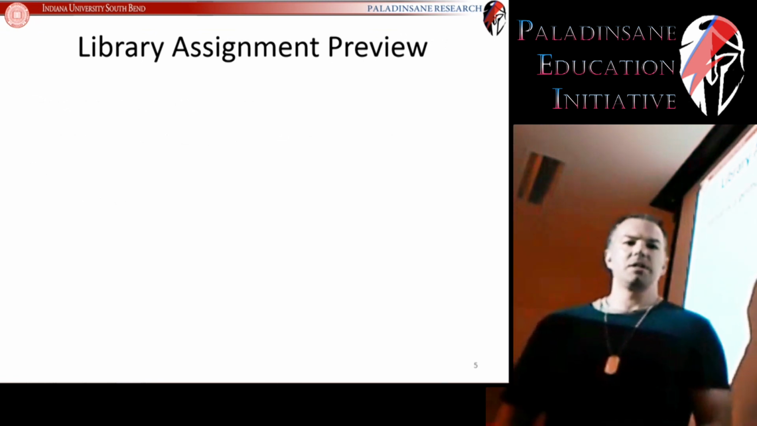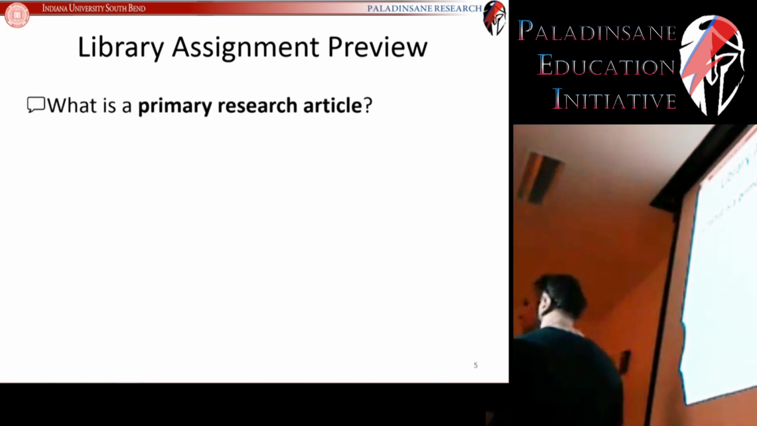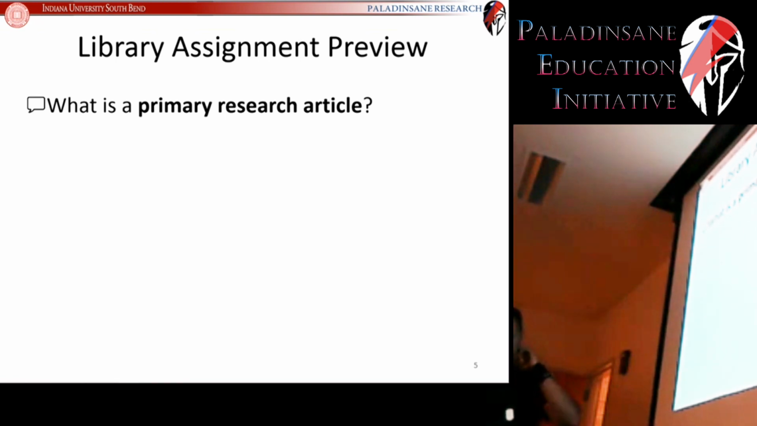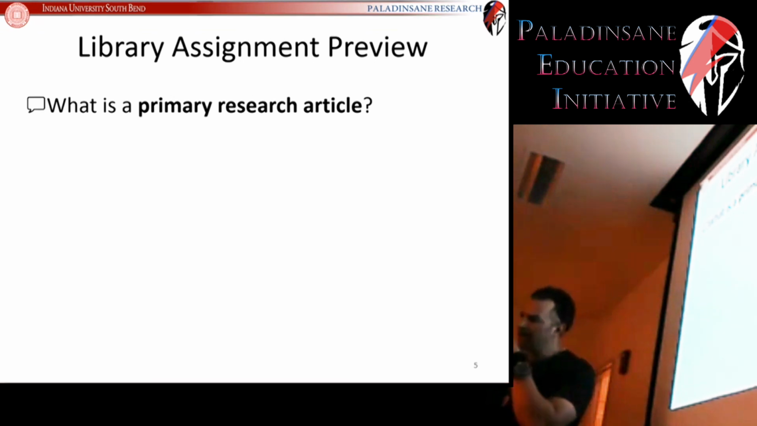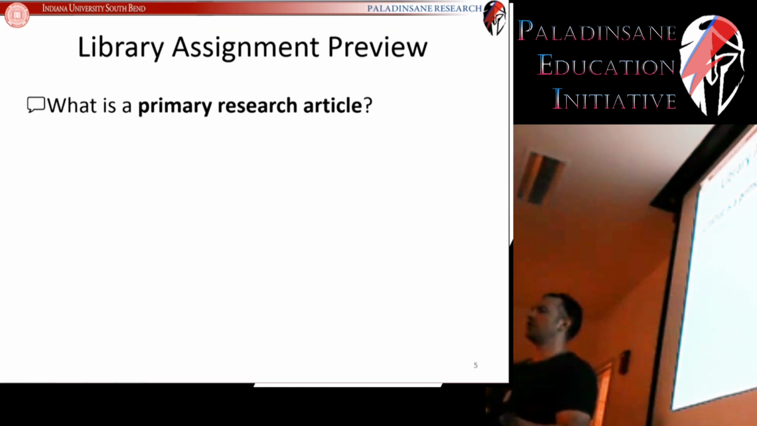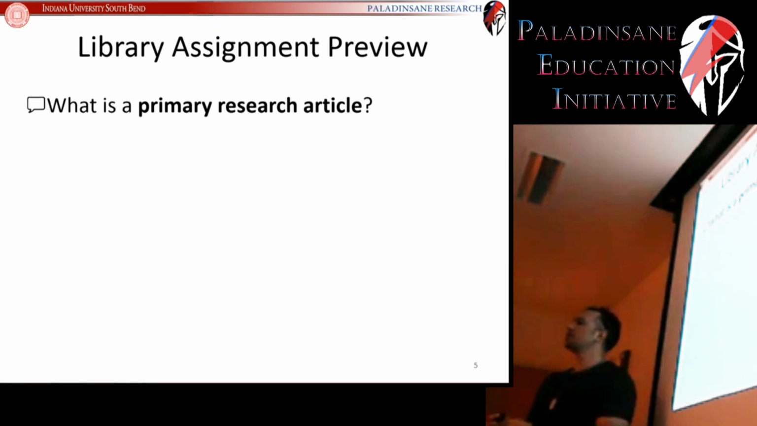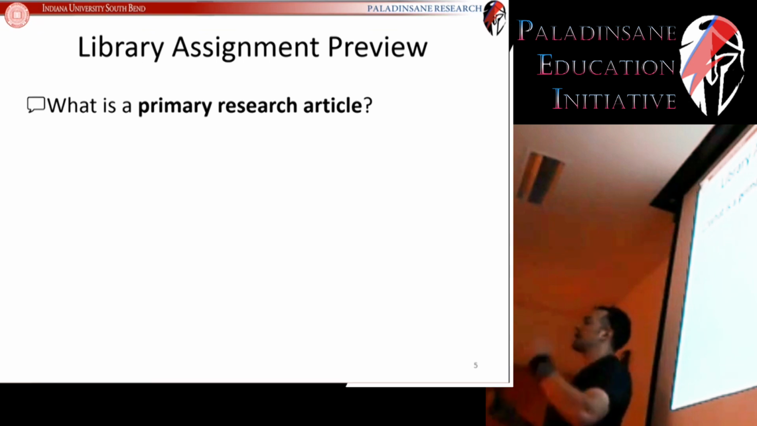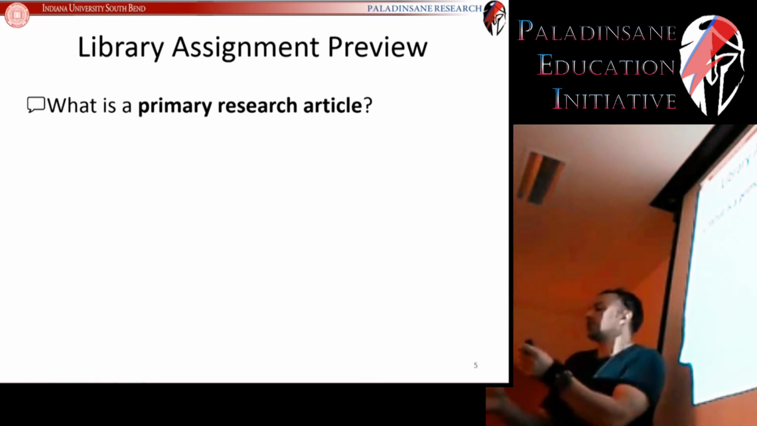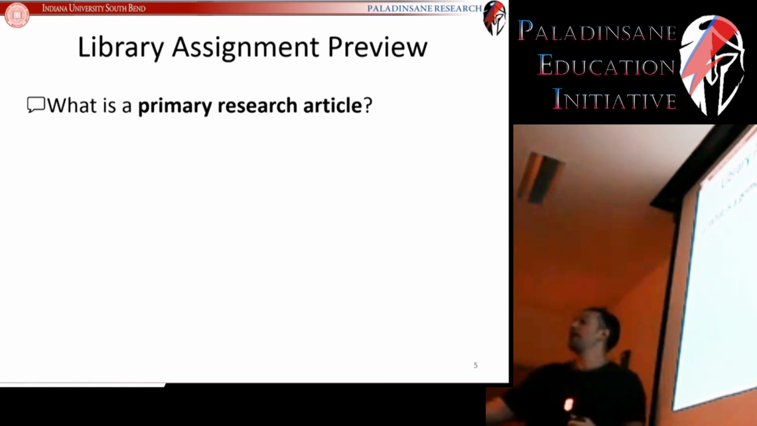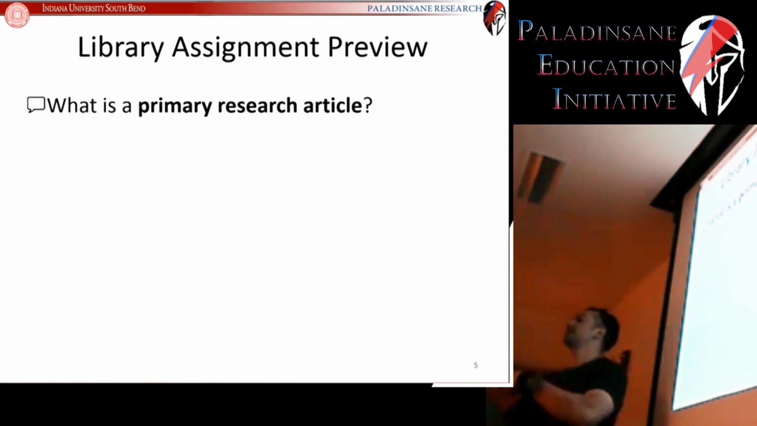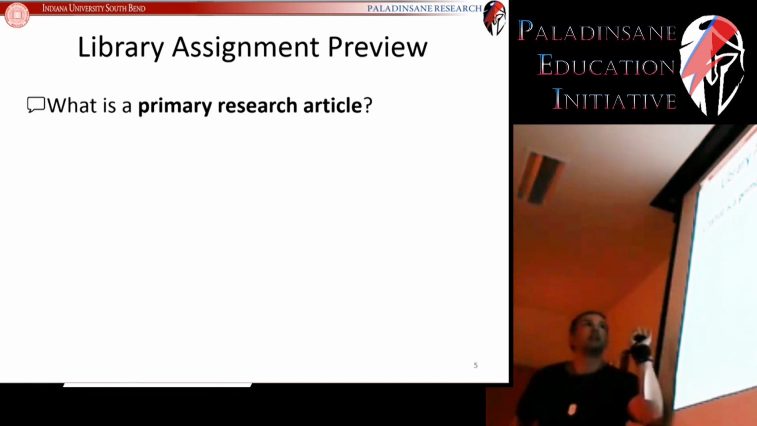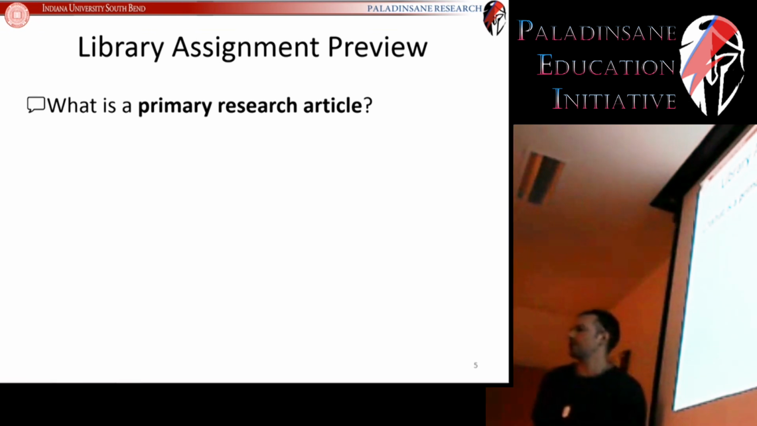So let's start with the library assignment preview. When you do your library assignment, and I'll be making available the questions for the assignment, it's a guided search. So you're going to be asked to find articles using the psychology databases that we have available to you to satisfy certain conditions. They have to be within a certain number of years. They have to be by these particular authors. They have to cite a particular article. But all of them are going to share in common that they have to be primary research articles.